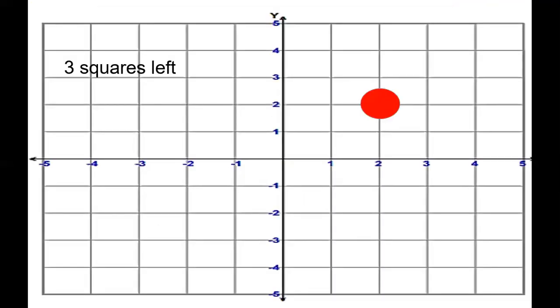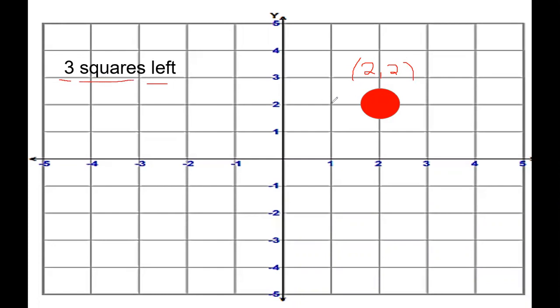Let's have a look at this example. We are going to translate this circle 3 squares to the left. Okay, so 3 squares to the left. But you should also know the position of our point, our circle. It is at 2, 2. How are we going to translate? Just look at the instruction. It says you have to move 3 squares left.